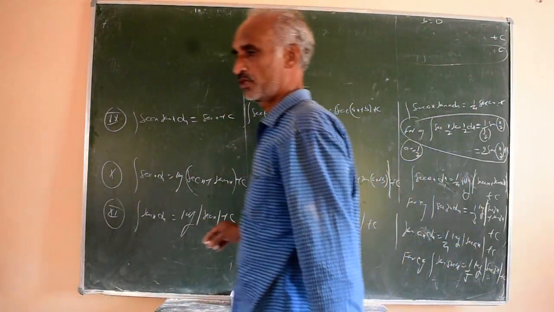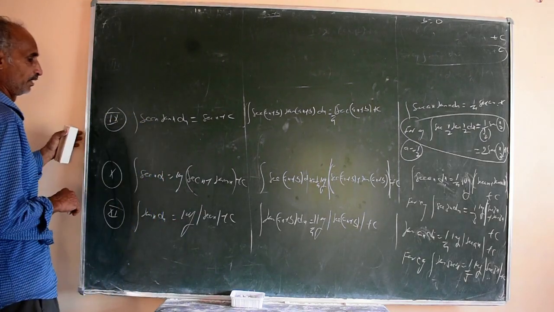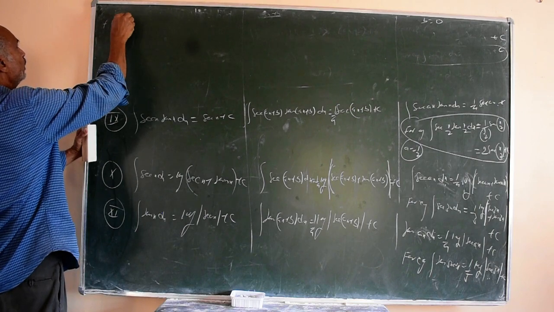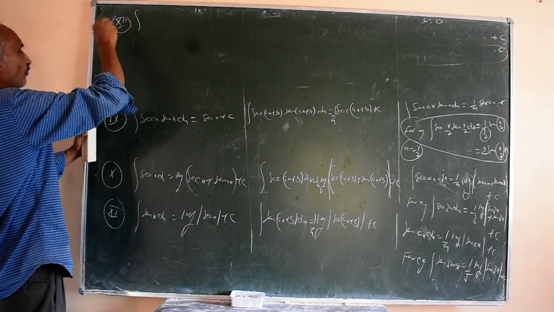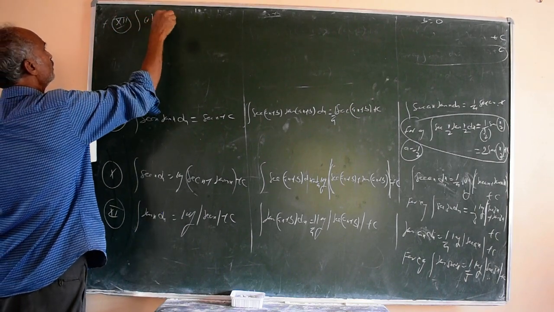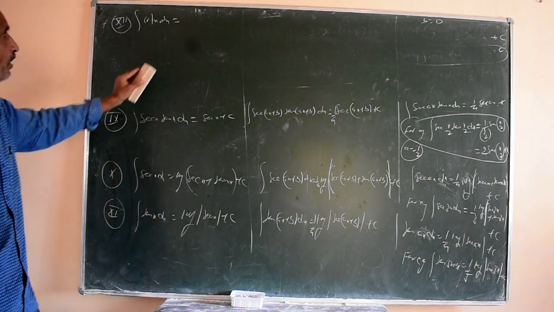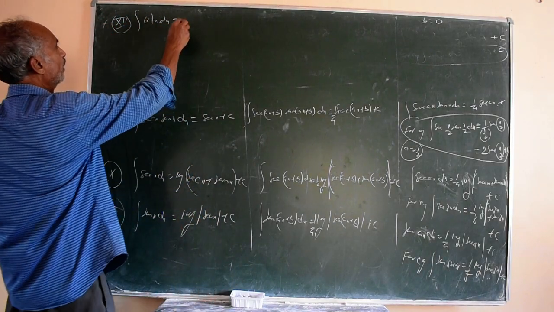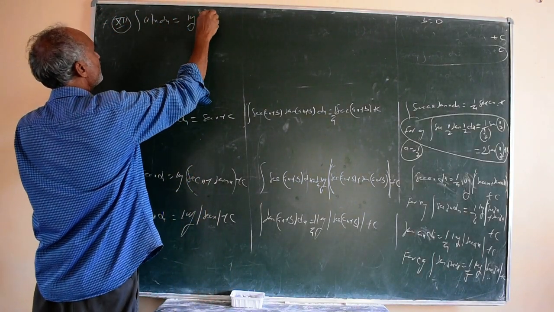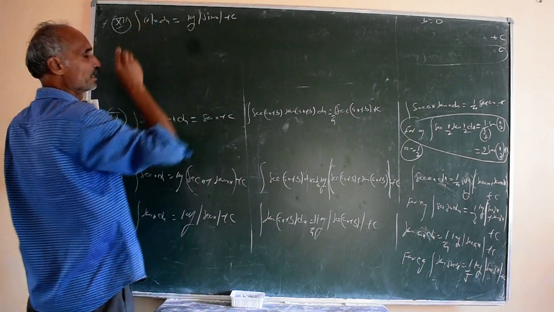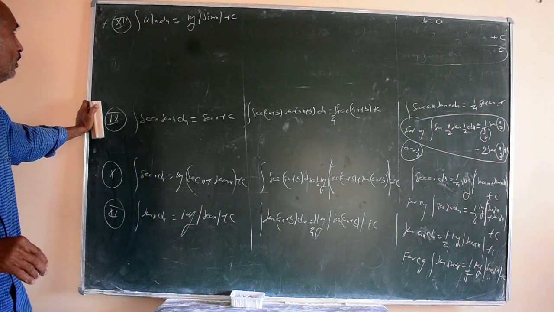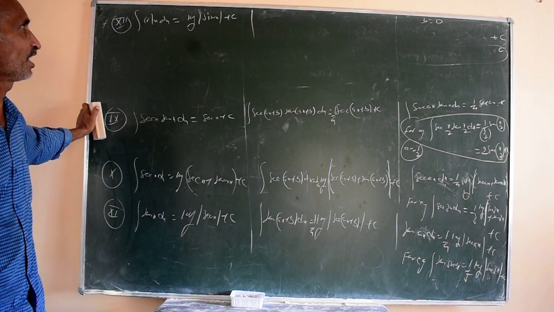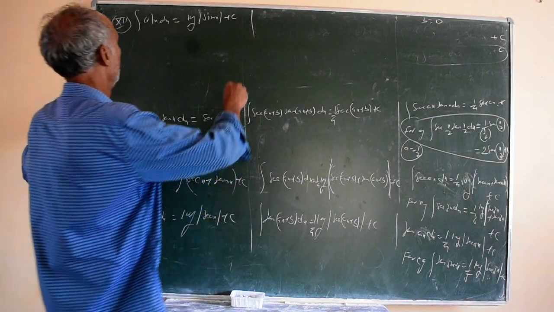Now coming to the inverse trigonometric function integration. The 12th one, integration of cot x dx is log mod of sin x plus c. That is the simple basic integration formula: integration of cot x dx is log of mod sin x.